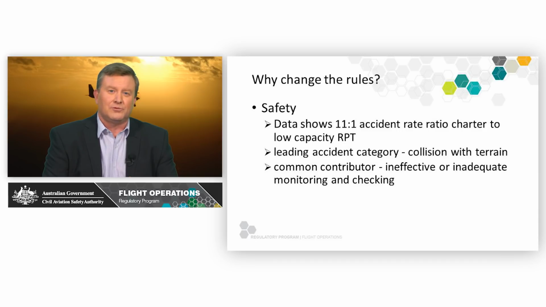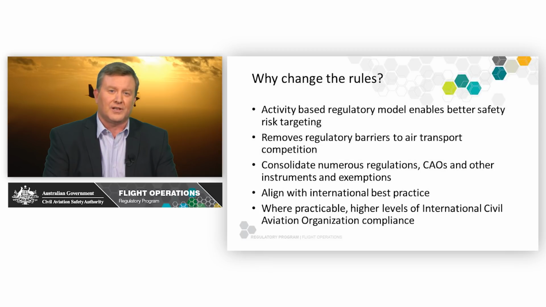So why are we changing the rules? As always, our number one driver is safety. Underlying data from the ATSB over the last decade and a half shows that there is a significant disparity in the accident rate between charter and low capacity RPT. CASA is seeking not to eliminate this disparity, but reduce this disparity. So the leading accident category, amongst others, was collision with terrain, and a common contributor to all the accidents was ineffective or inadequate monitoring and checking.